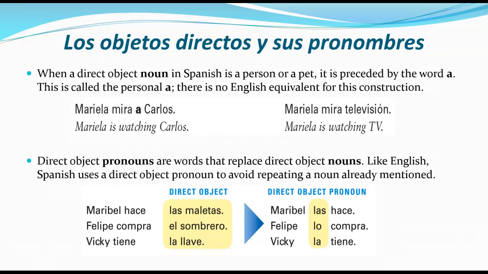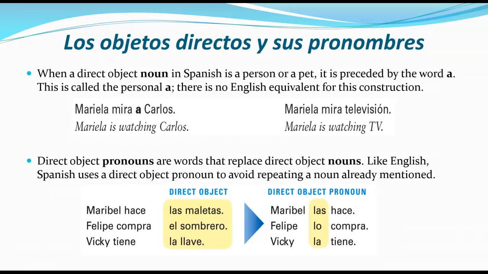So Mariela mira a Carlos. So Mariela is watching Carlos. And it's a Carlos because he's a person. But when we have a thing, we don't have that personal a or a personal. So we don't use it. Mariela mira televisión. So Mariela is watching TV.